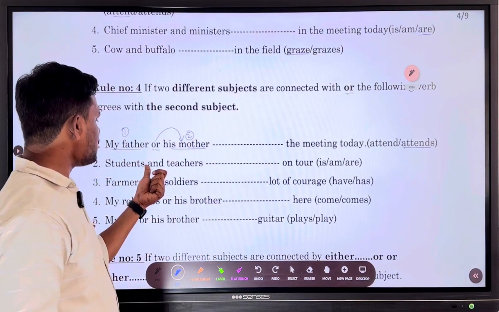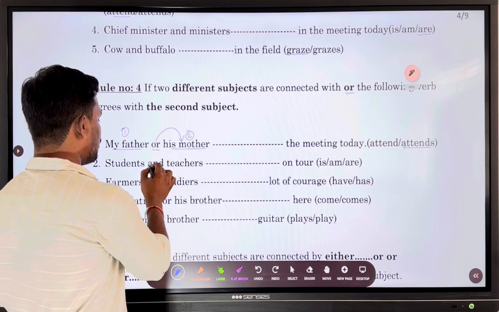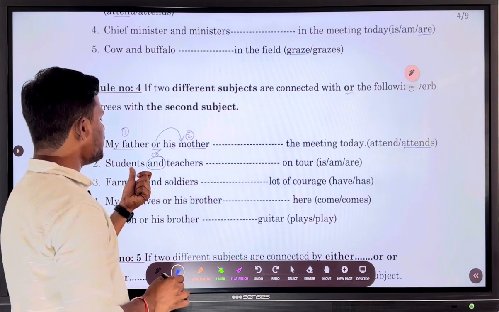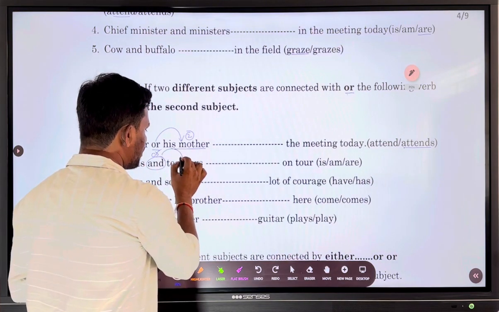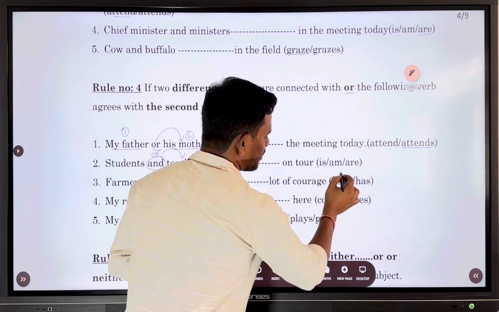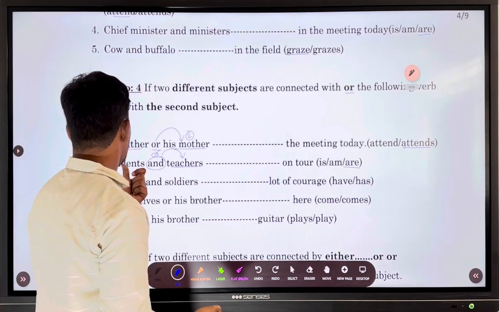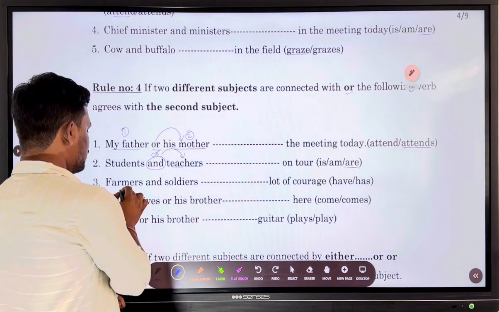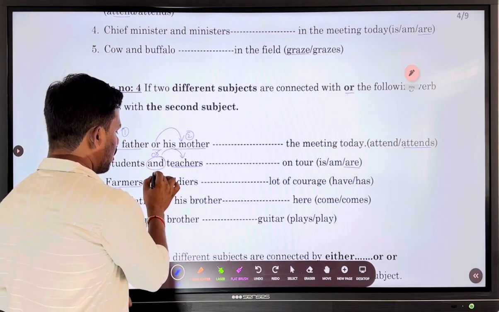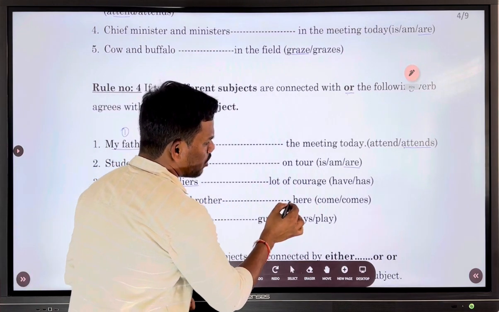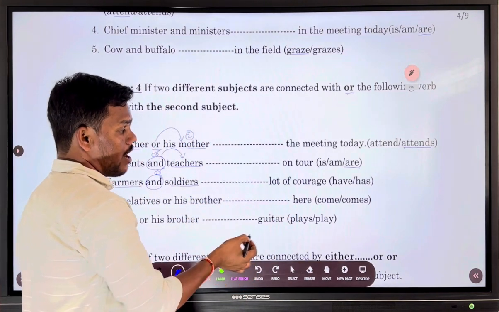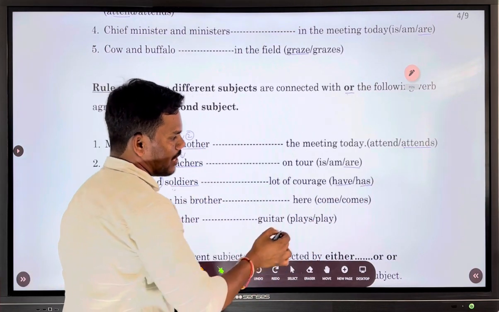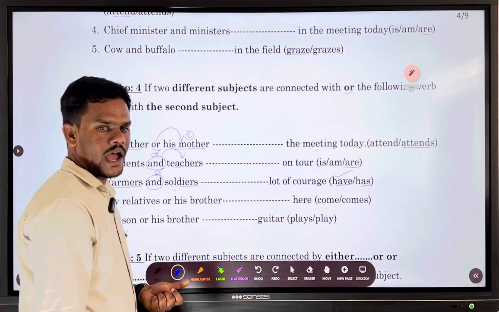Next, students or teachers dash on tour. As the second subject is plural, the following verb also should be plural, that is going to be are. Students or teachers are on tour. Next, farmers or soldiers dash lot of courage, have or has. Has is singular, have is plural, but soldiers is plural, right? That is why we will have to take the plural verb, that is nothing but have.